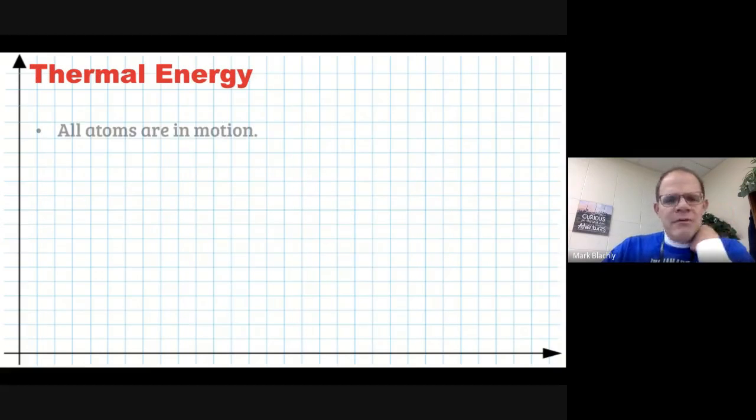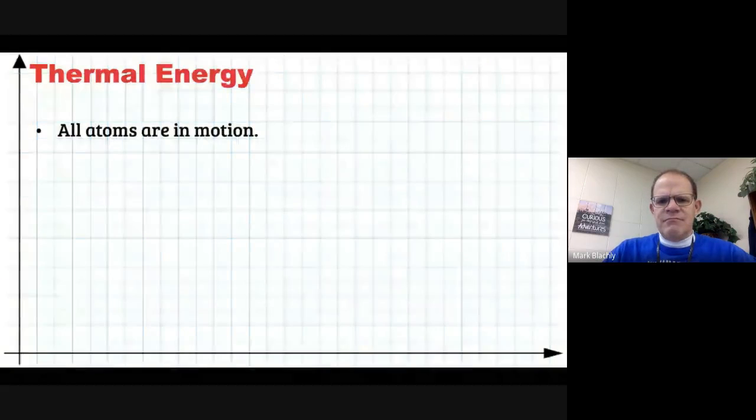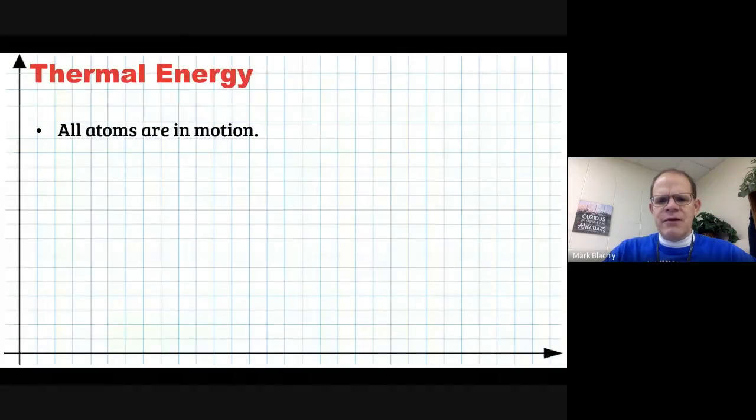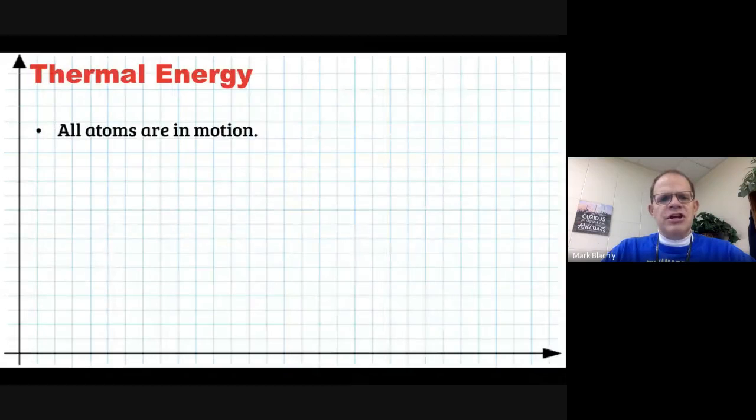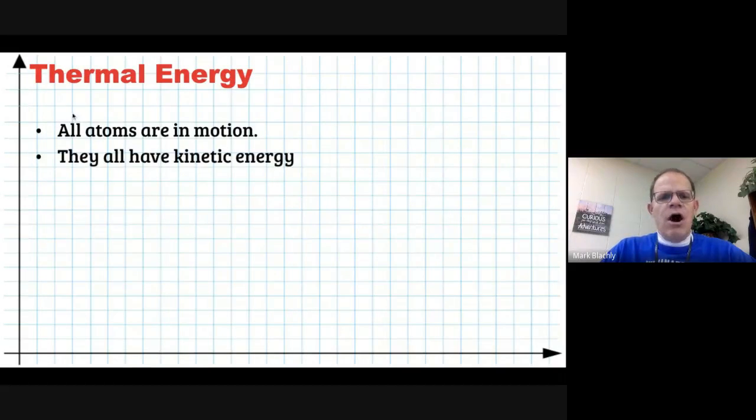And so you may remember when we made our big bubble chart. You guys remember our big bubble chart? We made of all the forms of energy, we had all those little circles everywhere. One of the forms of energy was thermal energy. So it turns out that thermal energy is the energy of all of the atoms that are in motion. So all the atoms in a cup of water are in motion.